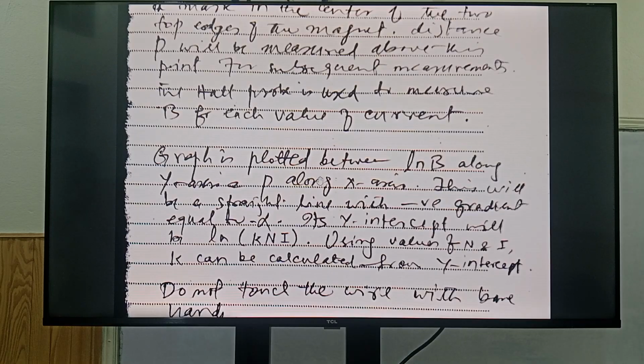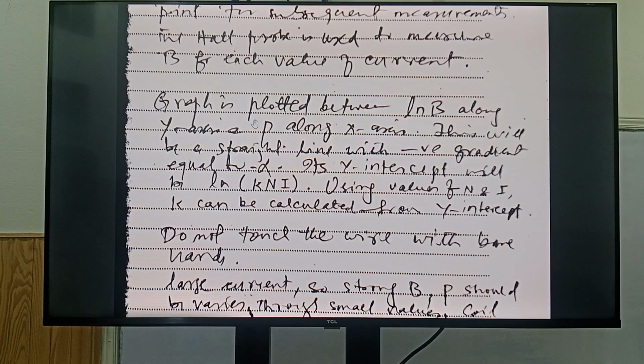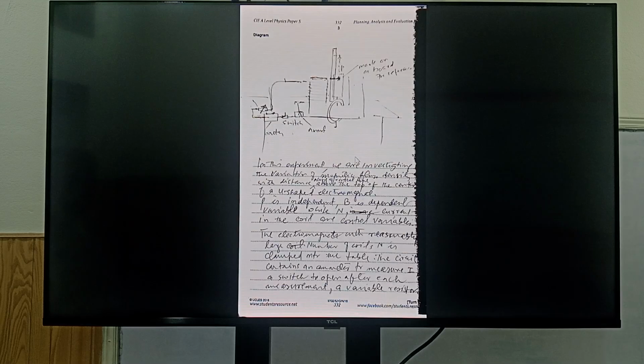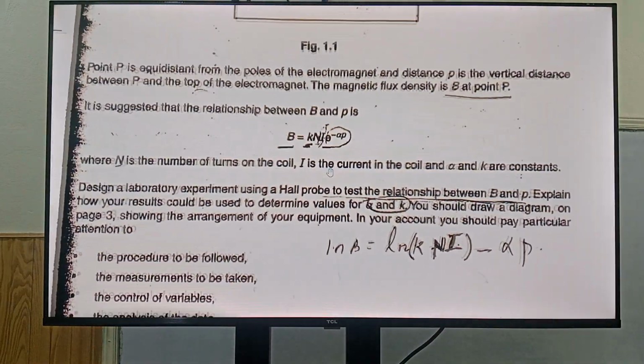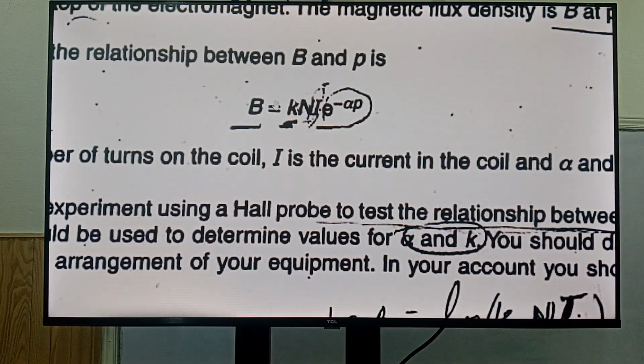Then comes the method of data representation, and that is always about the graph. The graph is plotted between ln of B along y-axis and P along x-axis. Why ln of B? If I go back to that equation that was originally provided, look at this picture. This equation has B related to all these values which are constant, and the variable is actually this P, but this appears as an exponent in this exponential function.